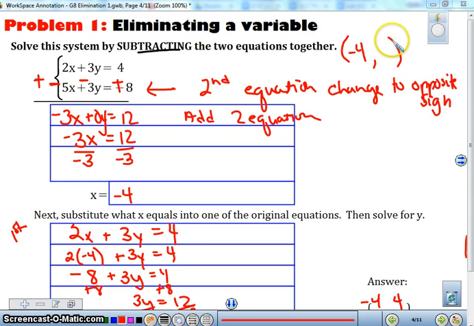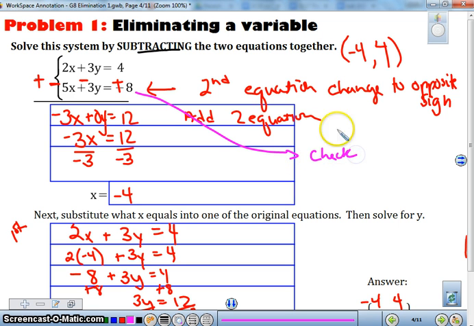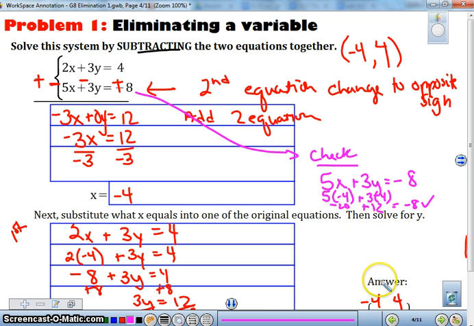Does this make sense for our problem? We're going to check it in that second equation. Remember, checking is a really good thing, especially as you get ready for your quiz today. You're going to do substitution today on the quiz. But in this case, go back to the original, which was 5x plus 3y equals negative 8. 5 times negative 4, that's negative 20, plus 3 times 4, that's a positive 12. Is negative 20 plus 12 equal to negative 8? And that checks.